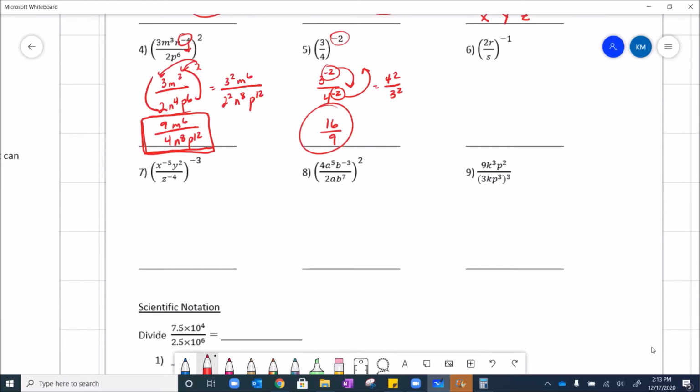Okay. With this negative 1, you saw what happened last time, that the numerator and the denominator flipped and we had to square it. Well, here, all these are happy, right? And it's just negative 1. What this is going to do is it's going to flip our fraction. We'll have s over 2r. Or 2 to the negative 1, r negative 1 over s to the negative 1. And all of those negatives will want to move.